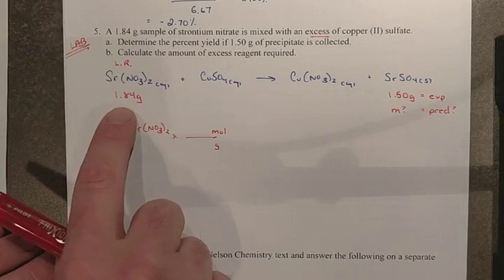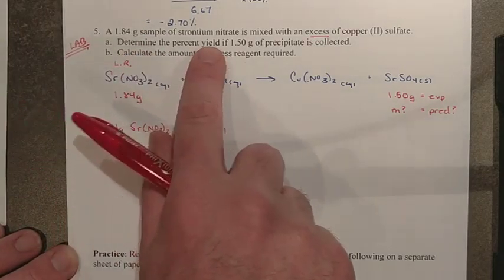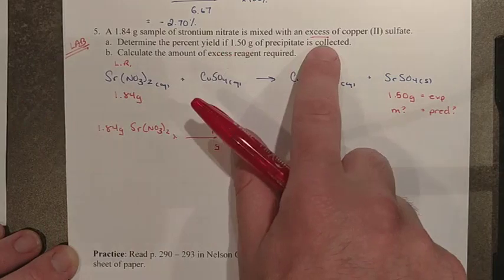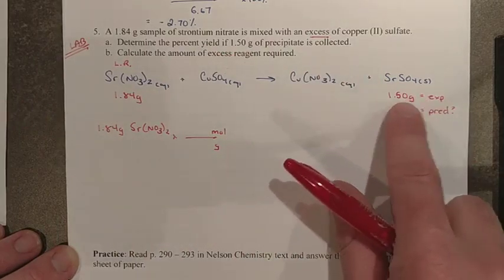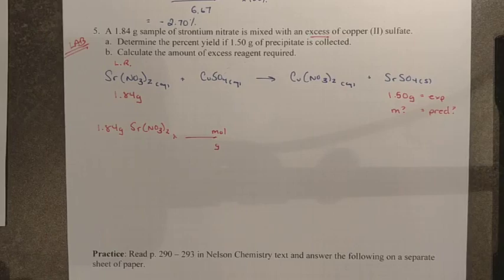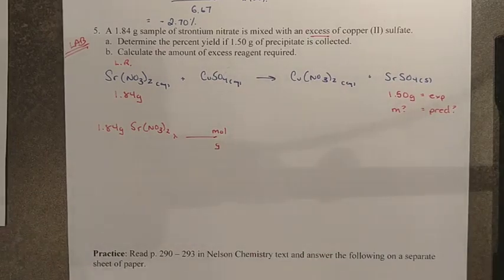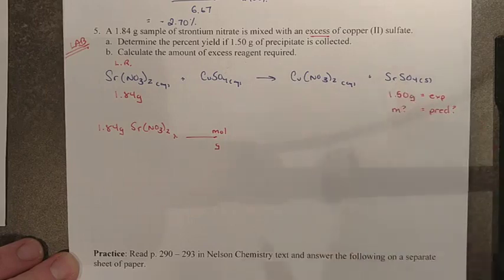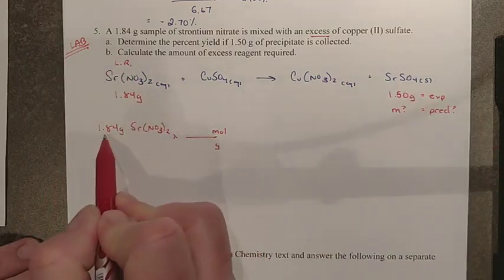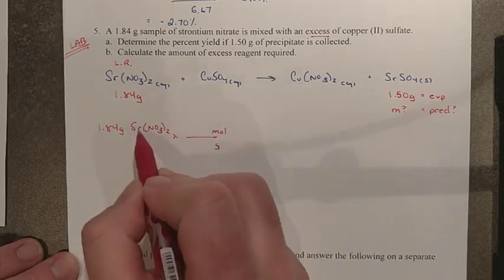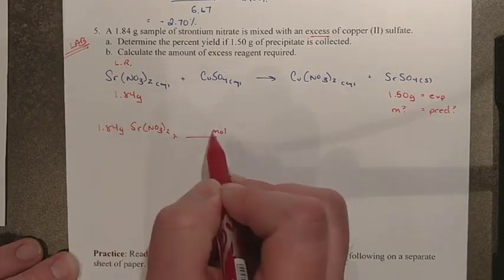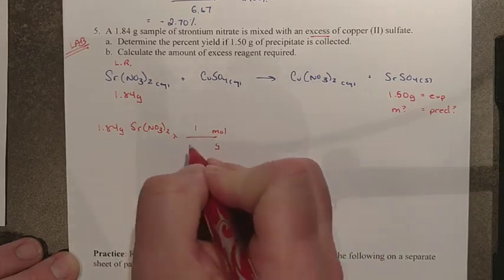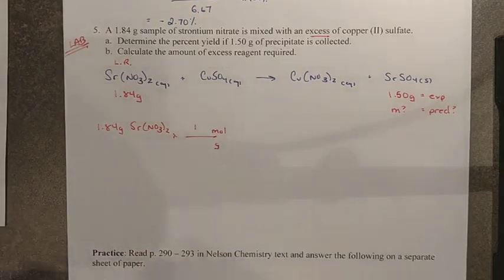So you have 1.84 grams, and we're trying to determine the percent yield if 1.5 grams of precipitate is actually collected. Note by the terminology that this is the experimental amount. What we're missing is the prediction for how much we were supposed to get before we could predict a percentage yield. So we need to figure out another mass for strontium sulfate. So 1.84 grams of strontium nitrate, that is not comparable because of the different masses. So what we need to do is turn this into moles based upon molar mass.